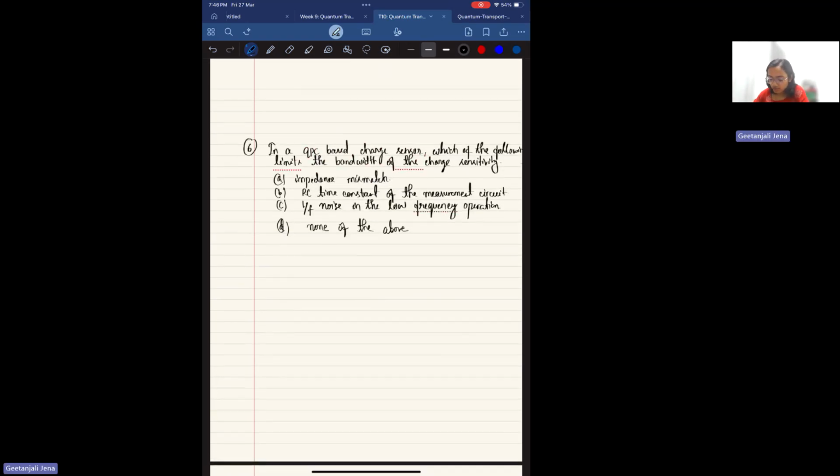Question number 6, it's a conceptual question. In a QPC based charge sensor, which of the following limits the bandwidth of charge sensitivity? Option A, impedance mismatch. Option B, RC time constant of measurement circuit. Option C, 1/f noise in the low frequency operation. Option D, none of the above.